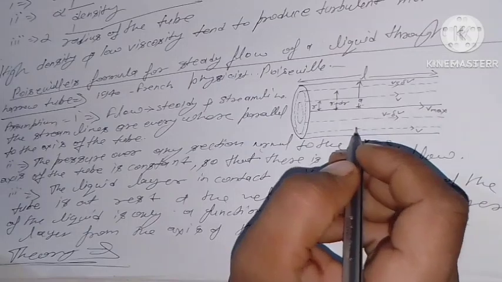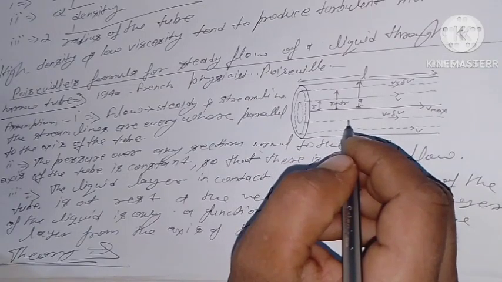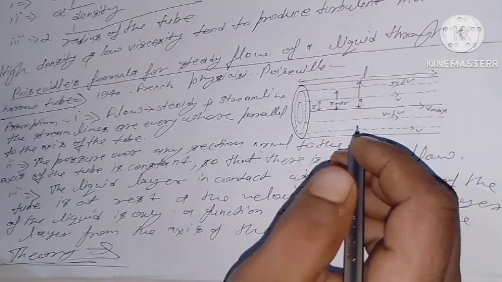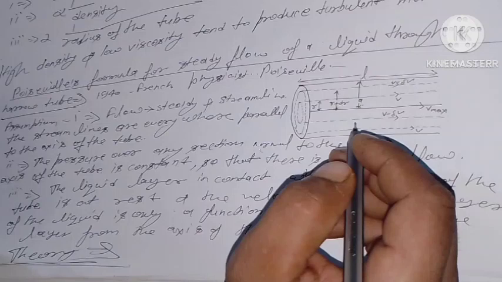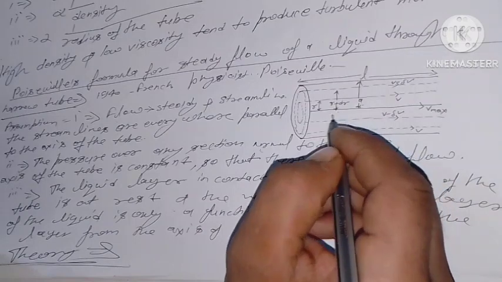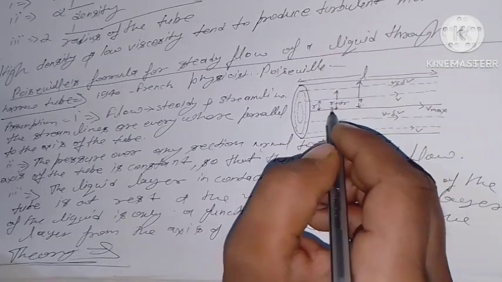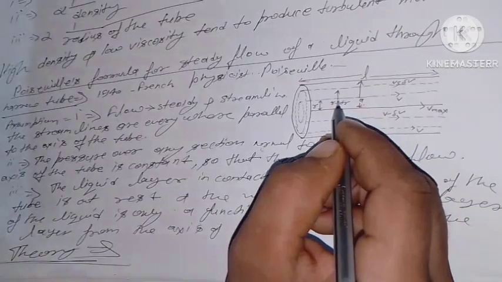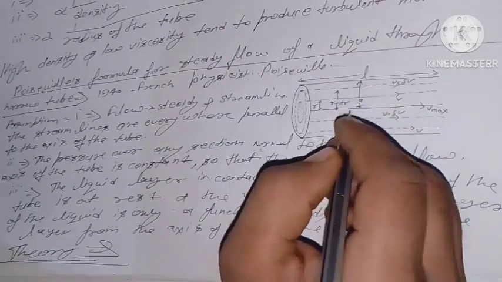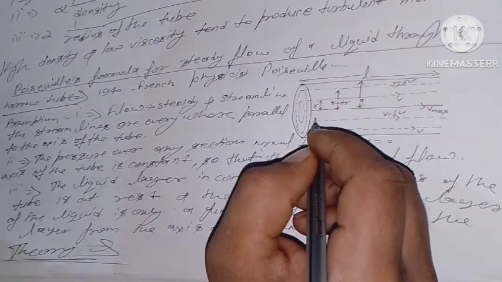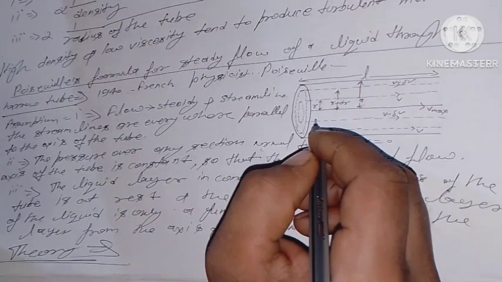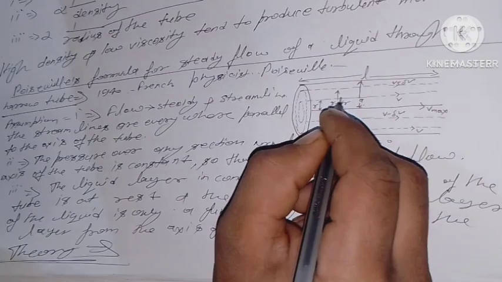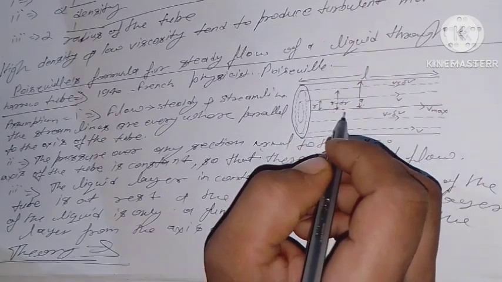Consider a cylindrical layer of the liquid coaxial with the tube, of inner radius r and outer radius r plus dr, shown separately. The velocity of the liquid at a distance r from the axis of the tube is v, and at a distance r plus dr it is v minus dv.